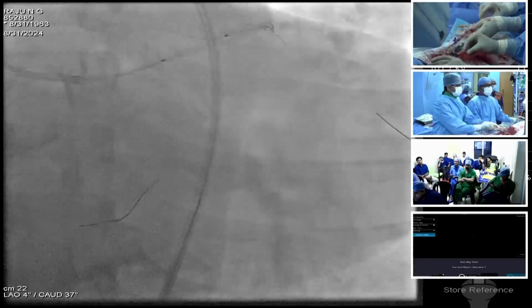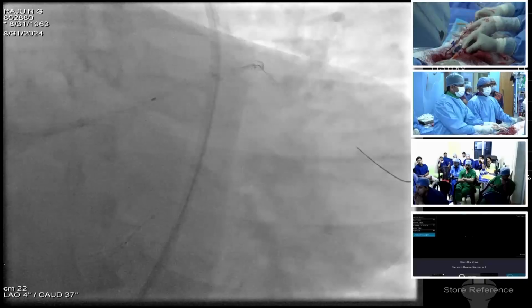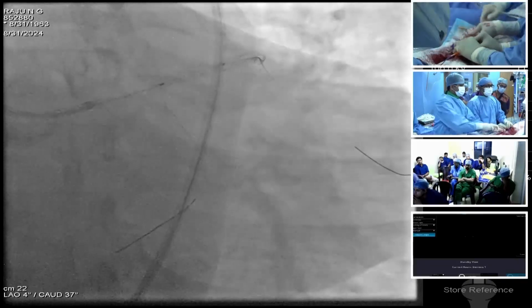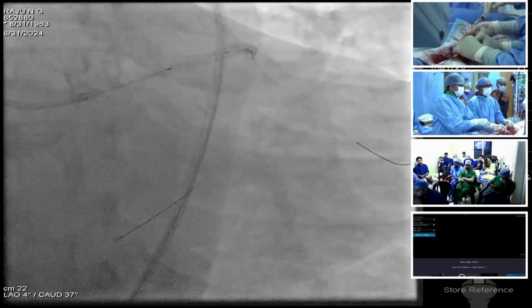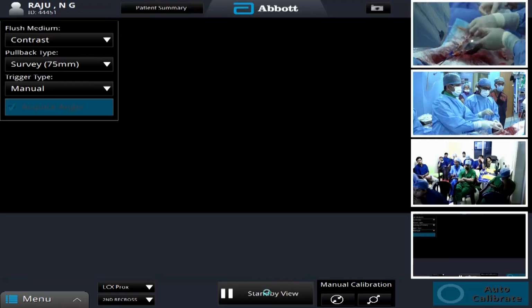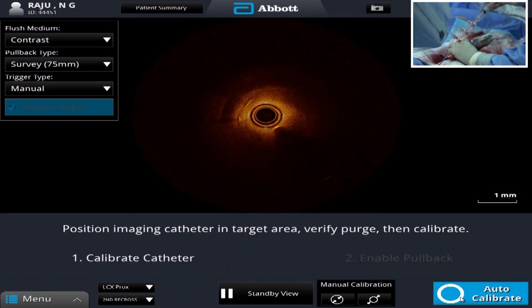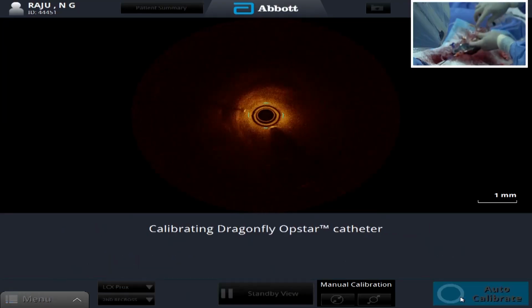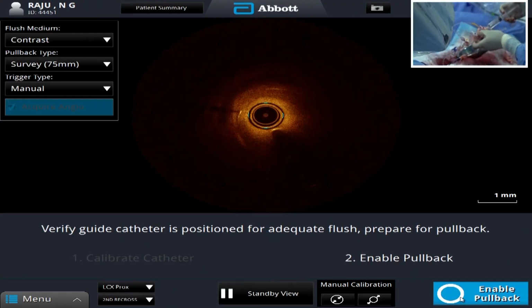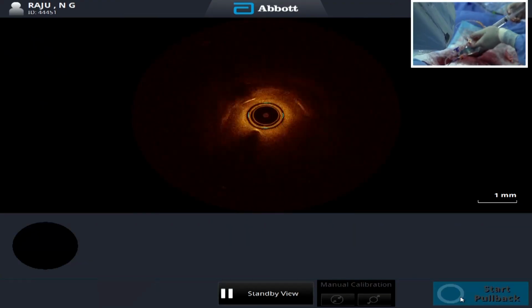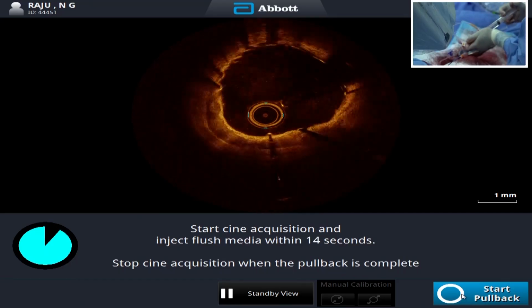Okay. Are we ready? Short OCT pullback. This is to see the wire cross. Yes, just to see the wire crossing. Okay, ready? That's usually less than 10 cc contrast.